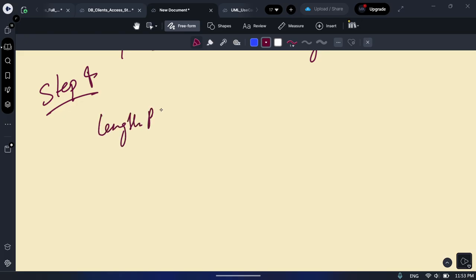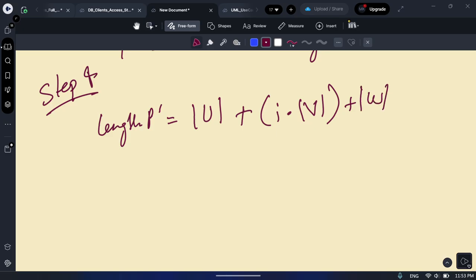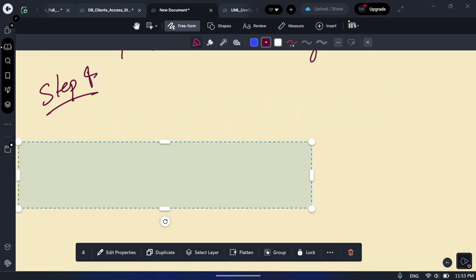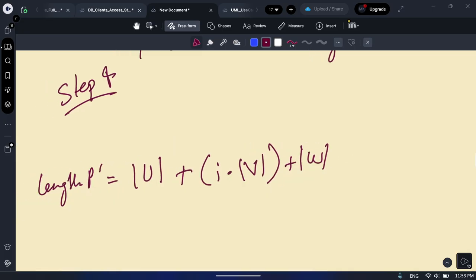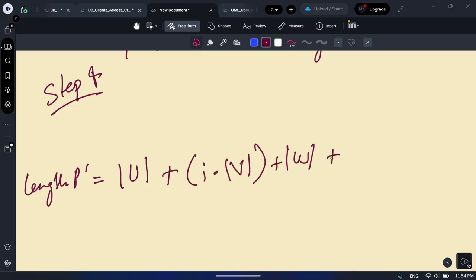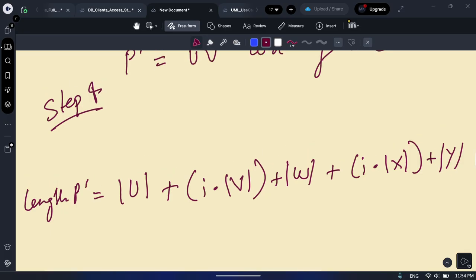So the length of P is actually equal to the length of U plus i multiplied by the length of V plus the length of W. Or maybe let's try to write it in a way that it gets all the way to this side, so I can write it completely, where plus i multiplied by the length of X plus the length of Y. So this would be the new length, because we know that we're multiplying i.